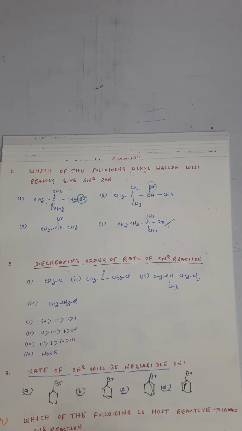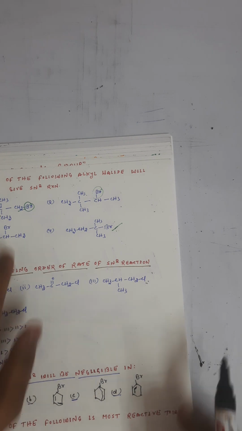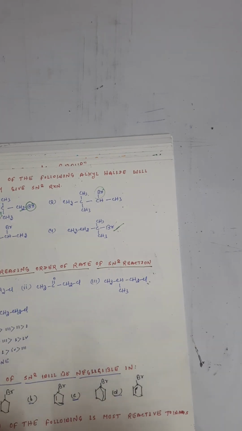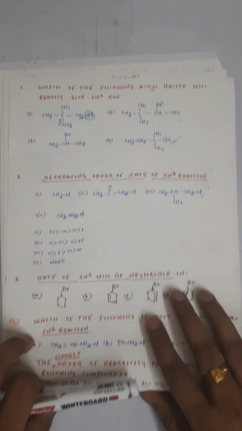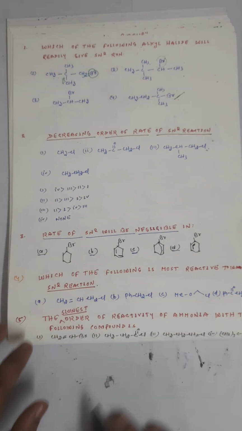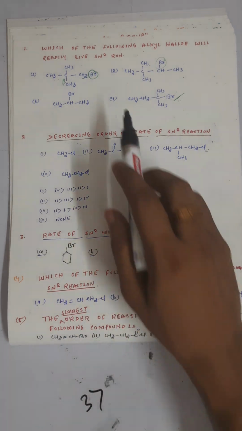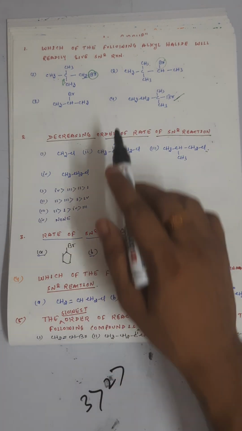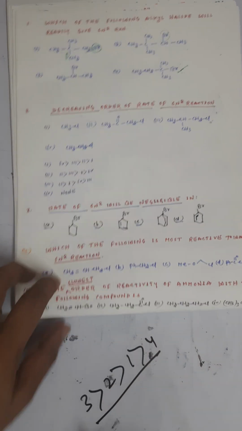Correct? So if I ask you to write the order of the SN2 reactions of these compounds, see what happened. That will go the fastest. Am I right or not? So 3 is the fastest. Here I write 3 will be the fastest, and then after 3, second, then first, and then fourth. I hope you understood.